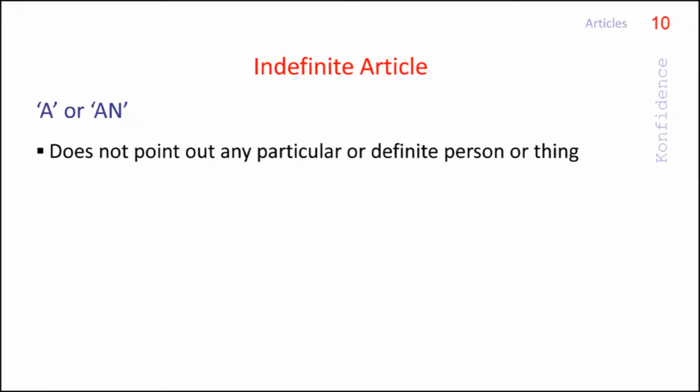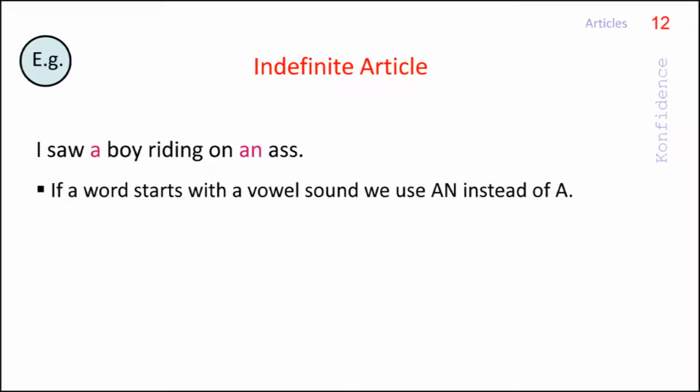A or an is called indefinite article because it does not point out any particular or definite person or thing. It can be anyone or anything. When indefinite articles are placed before nouns, they get a sense of generality. In the first sentence, there are two articles, a and an. If a word starts with the vowel sound, we use an instead of a.